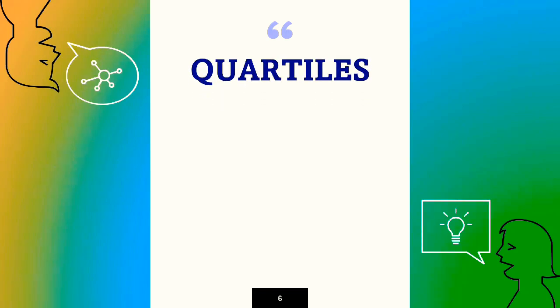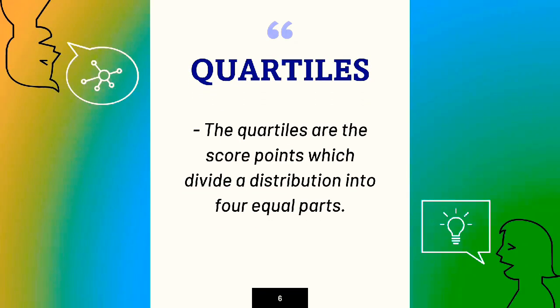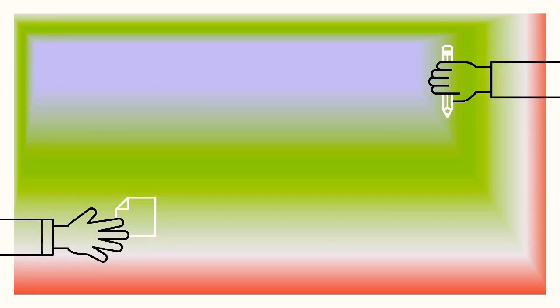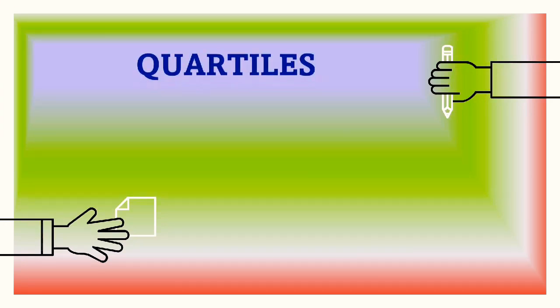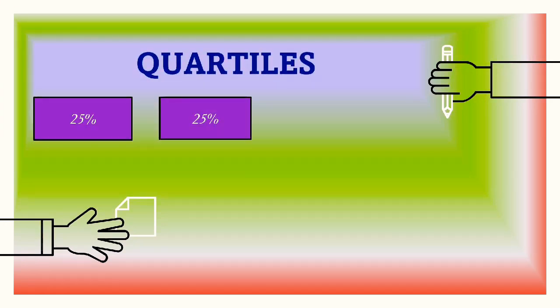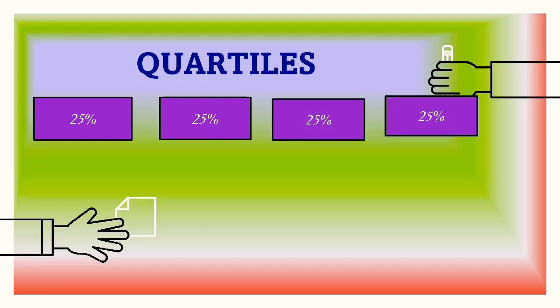What are quartiles? When we say quartiles, these are score points which divide a distribution into 4 equal parts. By taking a look at the representation, consider this as score points. If we want to divide this distribution into 4 equal groups, we will divide it by 3.